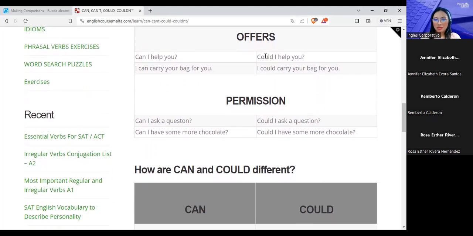Permission. Miren, también se ocupa para solicitar permisos. Can I ask a question? ¿Puedo hacer una pregunta? ¿Sí? Es una solicitud para pedir permiso.